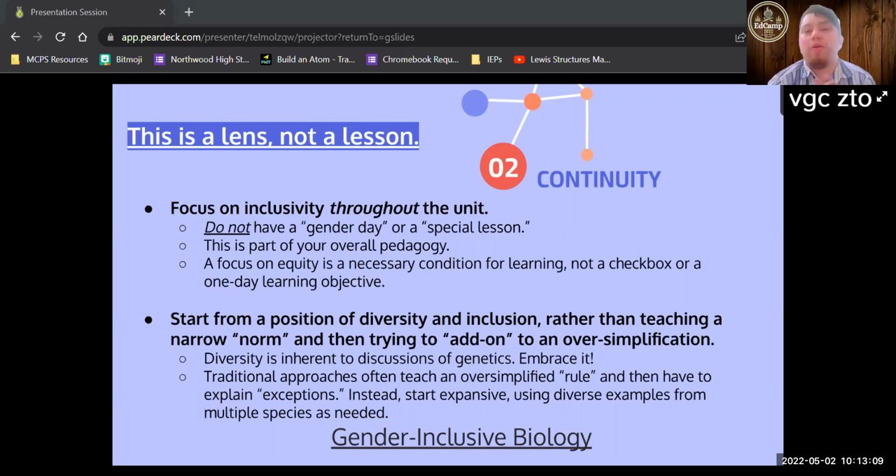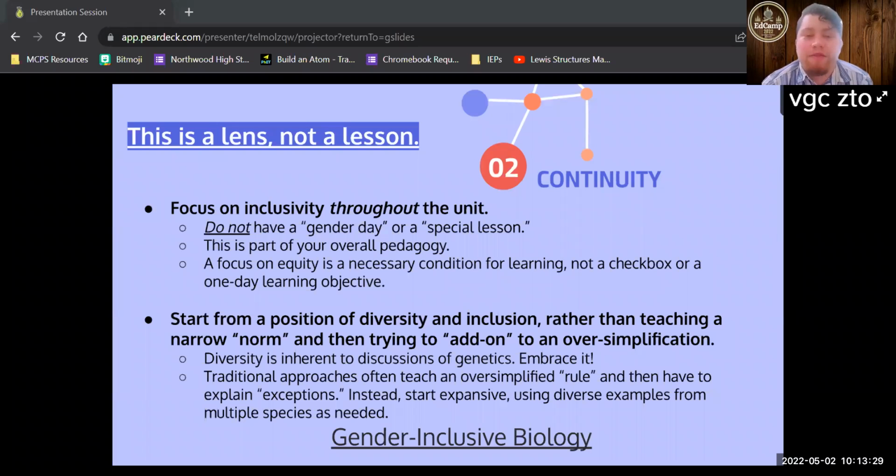So when I say throughout the lesson, it includes things like that language that we're using with our students throughout the unit. It doesn't necessarily mean that your whole unit is about sex and gender. We also want to start from a position of diversity and inclusion rather than teaching a narrow norm and then trying to add on to an oversimplification.